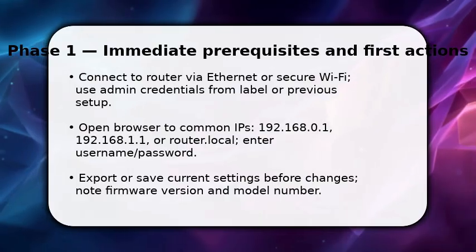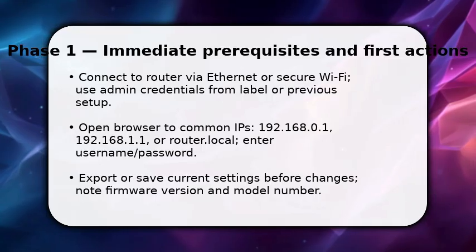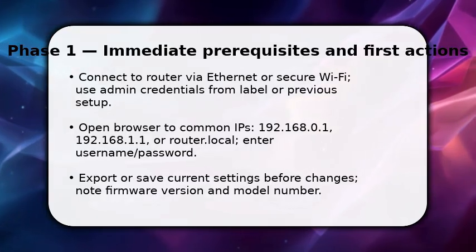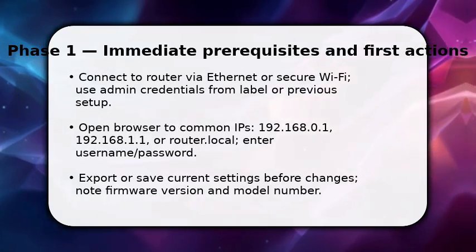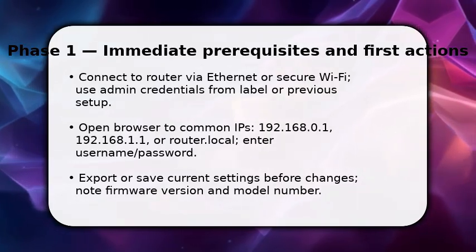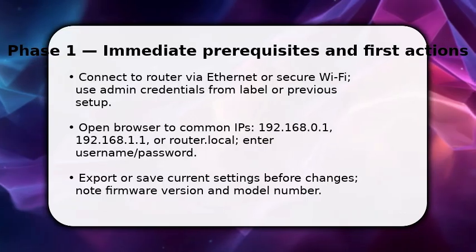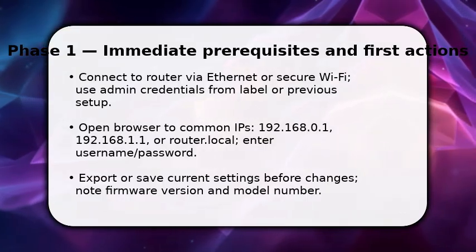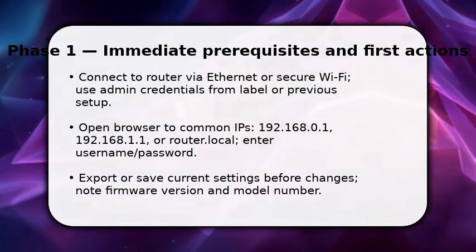You're starting by getting direct access to the router interface, so plug in an Ethernet cable or join the admin Wi-Fi. Once connected, open a browser and go to 192.168.0.1 or the IP printed on the router. Log in with admin credentials.